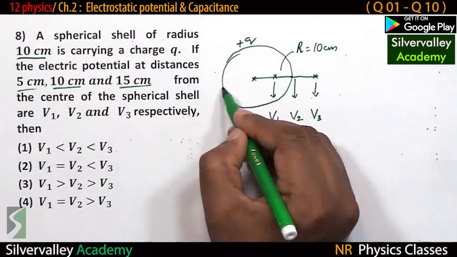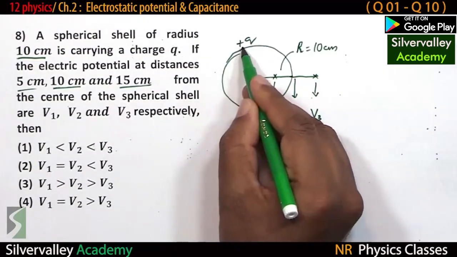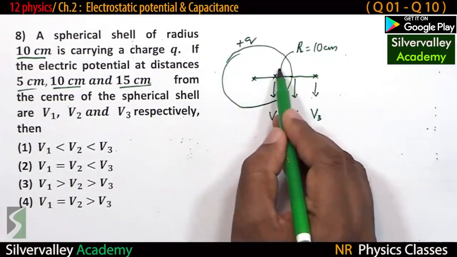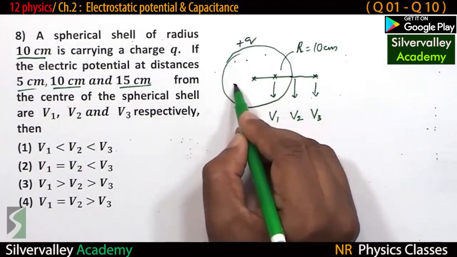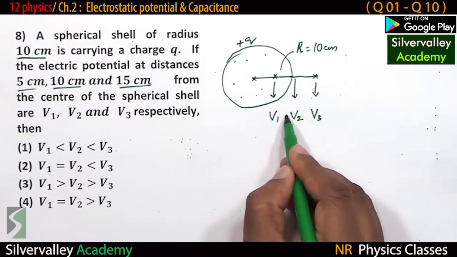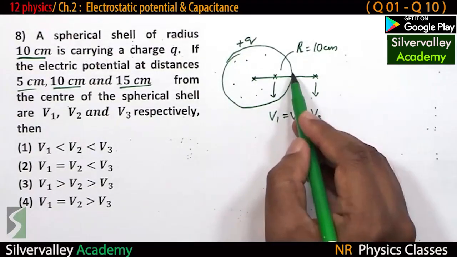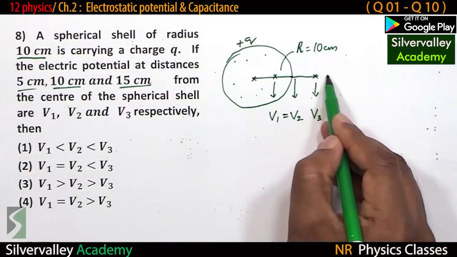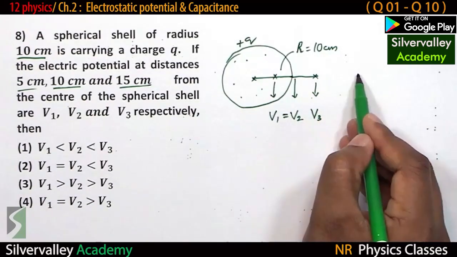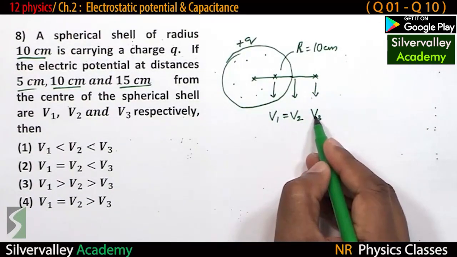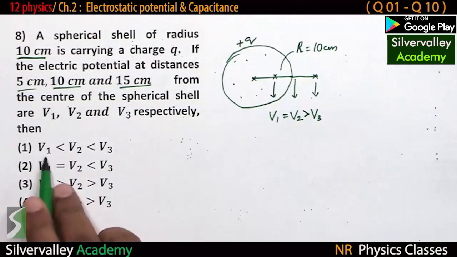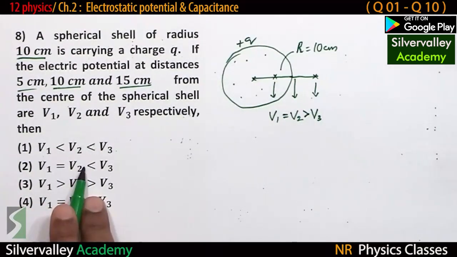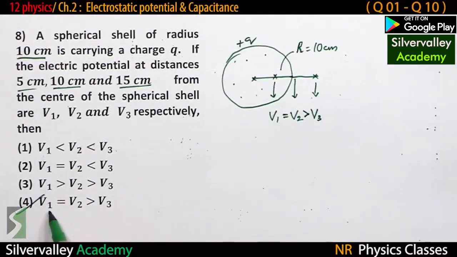So if there is a shell charged, then potential inside the shell is constant. So potential at every point inside the shell is same. So V1 equal to V2. And as the point moves away from the shell, potential decreases. So V3 is less than these two. So V1 equal to V2 and V1, V2 are greater than V3.